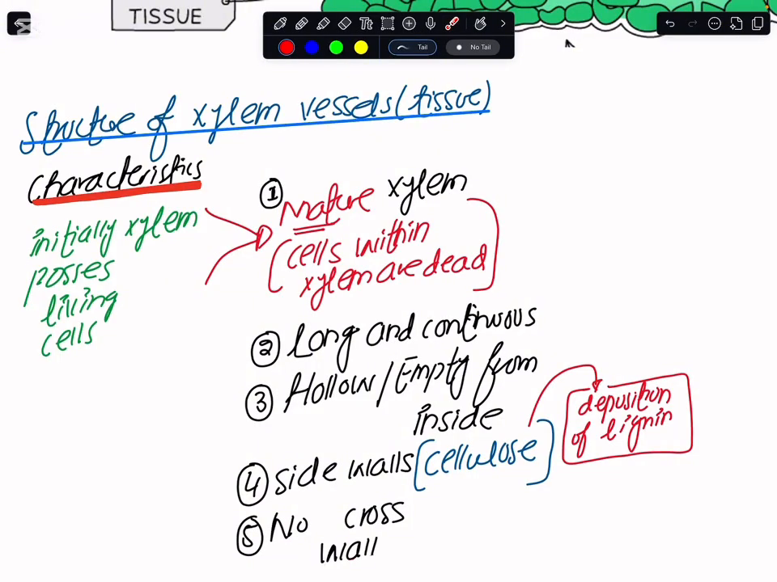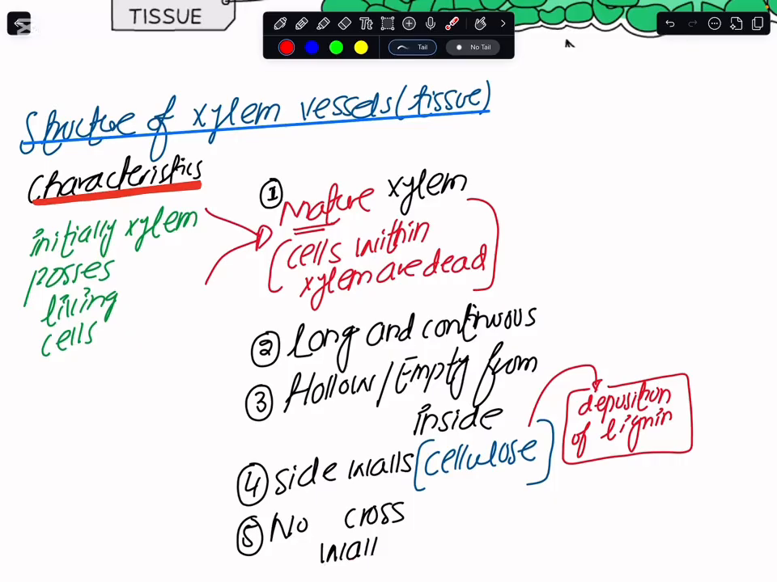So our concept of the structure of the xylem vessels should be very clear, because we have to relate the structure of the xylem to its function: how it is able to move the water and the ions.